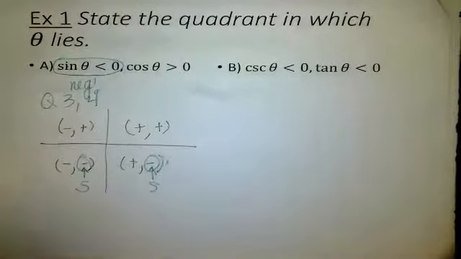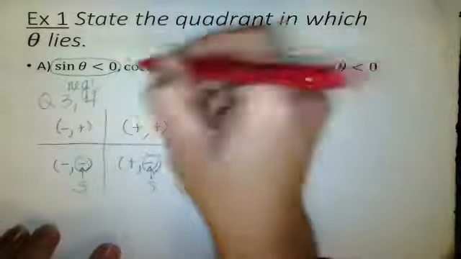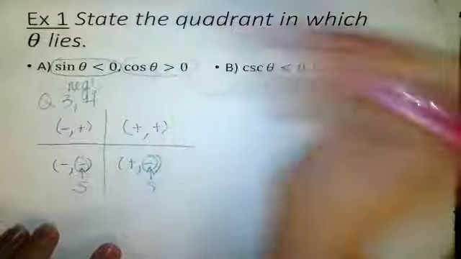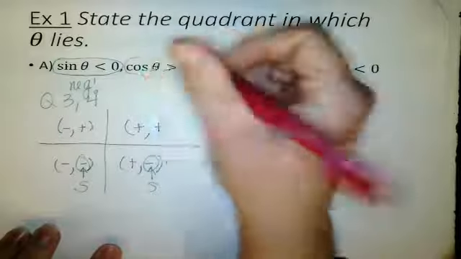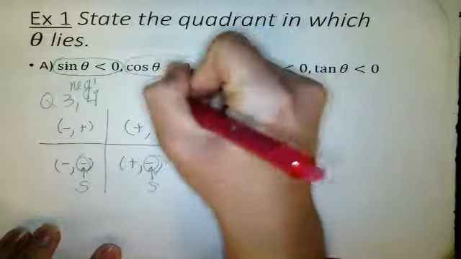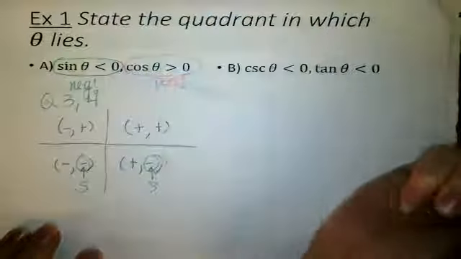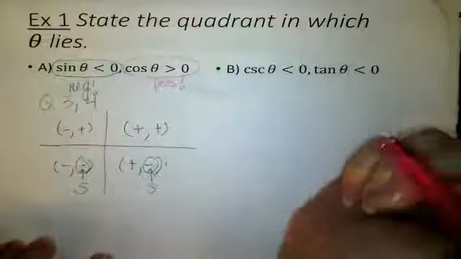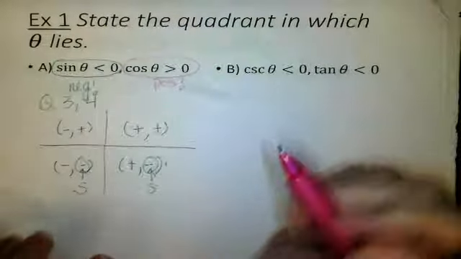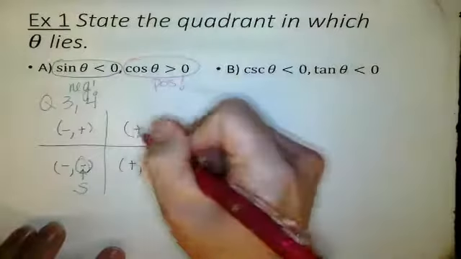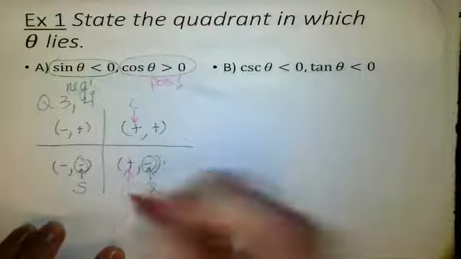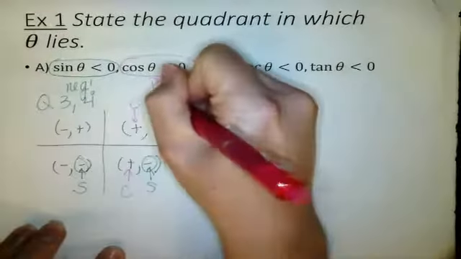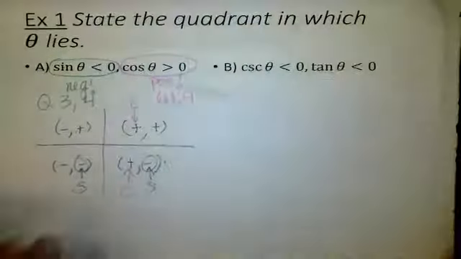What does this mean? Greater than 0. We want to know, where is the cosine greater than 0, or where is cosine positive? Right here, cosine is positive in quadrant 1, and cosine is positive in quadrant 4. So quadrant 1 and quadrant 4.